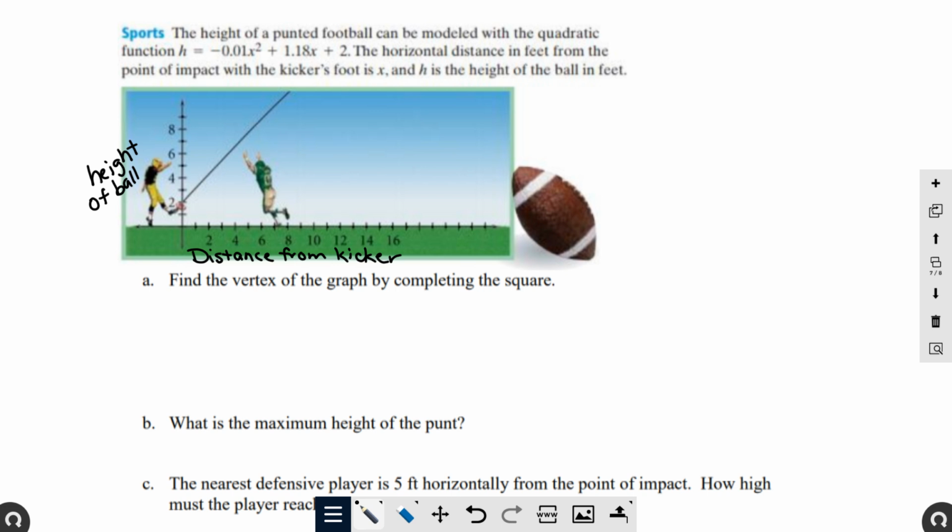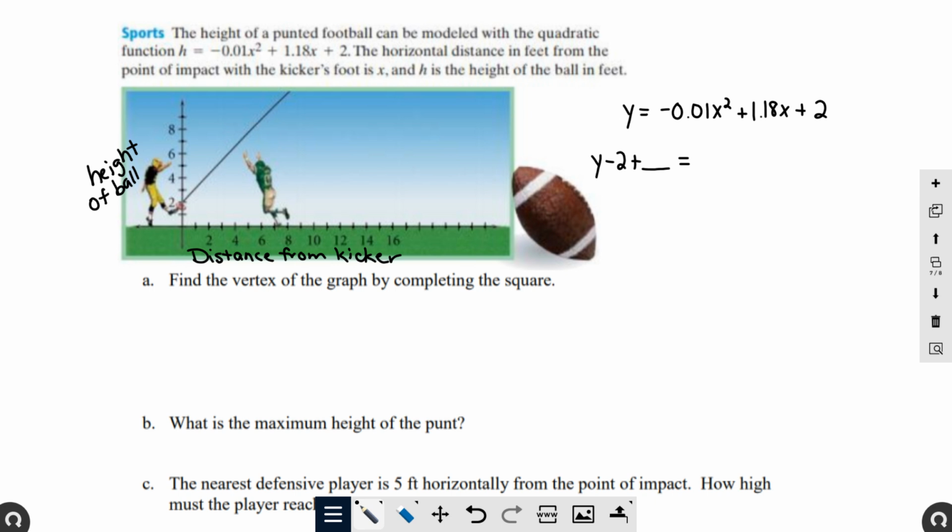So part A says find the vertex of the graph by completing the square. I'm going to start up here because I write a little bit bigger than that space, but you can put yours anywhere. And I'm going to write down this equation with X and Y in it. We're going to have to use our calculator to maybe find some of these values for us. So what's the first thing that we're going to do? Subtract the 2. So Y minus 2 plus blank equals.